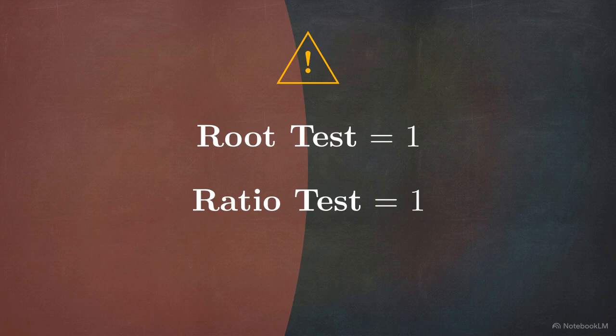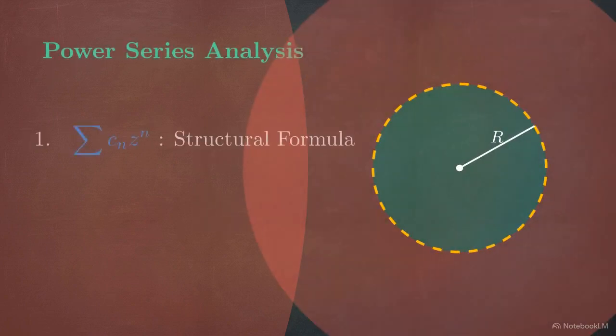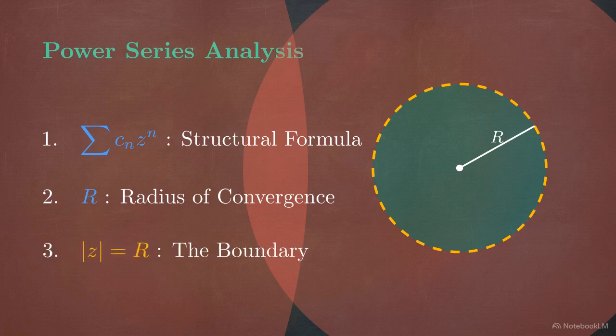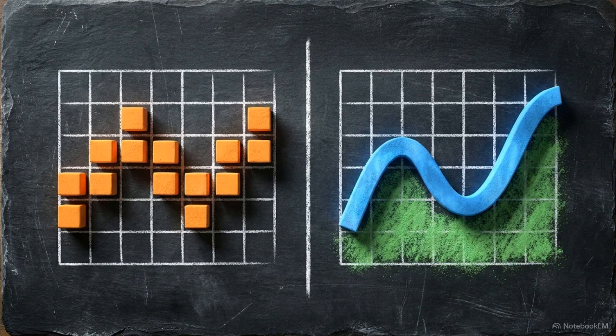Let's consolidate these rules. First, power series act as infinite polynomials, mapping coefficients to functions. Second, convergence is dictated by distance from the center, calculated via root or ratio tests. Finally, the boundary is unpredictable and needs manual evaluation. This transition from discrete sequences to analytic functions is the foundation for performing differentiation and integration on infinite sums.